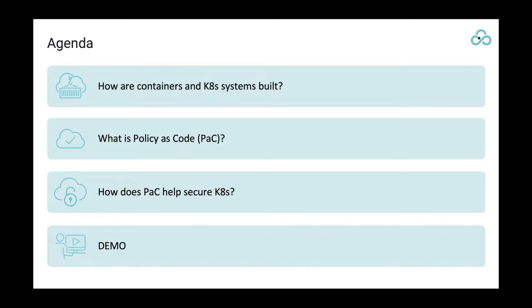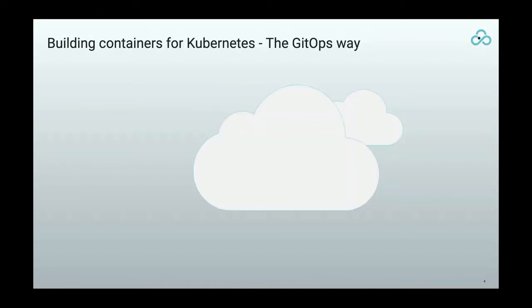And we're going to also see a demo of how we'll be using policy as code and an open source project called Terascan to secure a GitOps pipeline built on Flux and on GitLab. So let's get started. So how are containers built today?